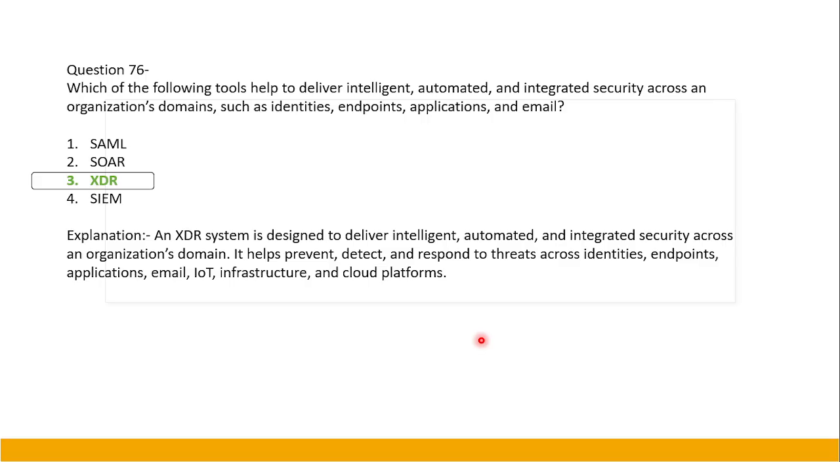Which of the following tools helps to deliver intelligent, automated, and integrated security across an organization's domains such as identities, endpoints, applications, and email? The correct option here is XDR. An XDR system is designed to deliver intelligent, automated, and integrated security across an organization's domains. It helps prevent, detect, and respond to threats across the identities, endpoints, applications, email, IoT infrastructure, and cloud platforms.